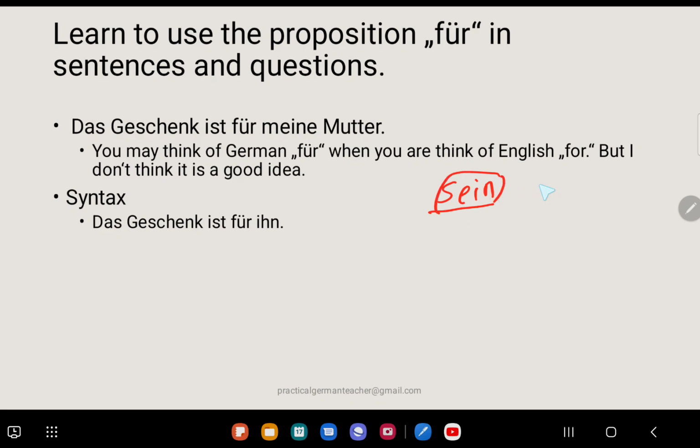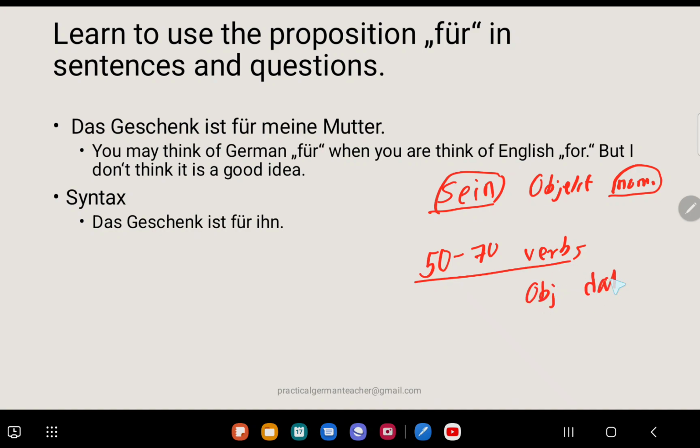So when you're using the verb sein, the object is almost always nominative, right? Then the question is, what about the 1,000 or 10,000 other verbs? How do I know which one is dative, which one is accusative? The answer is very simple. In daily life, we just need to know a handful of, when I say handful, I'm talking in hundreds, right? In daily life, there are just 50 to 70 verbs. When you use them, the object will be in dative case. For all the other 1,000, 2,000 verbs that you will use in daily life, the object will be in accusative case.